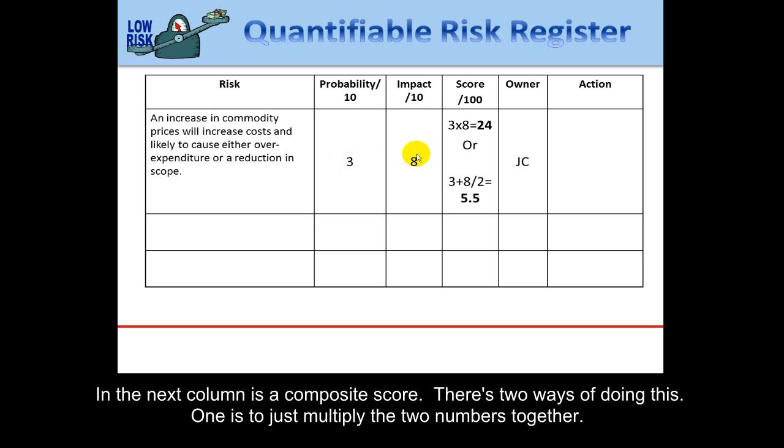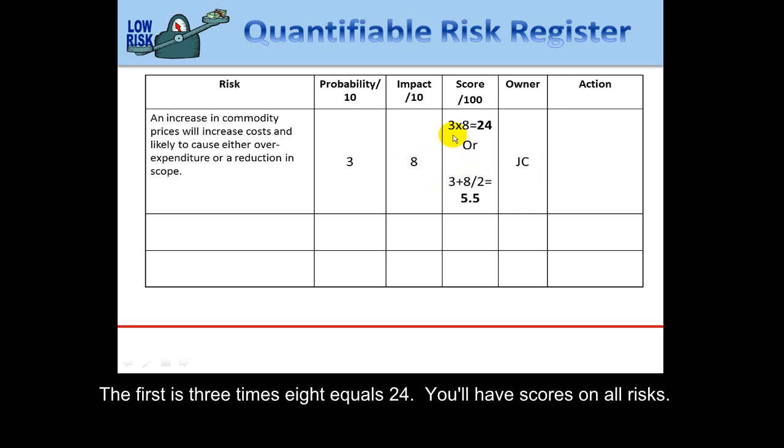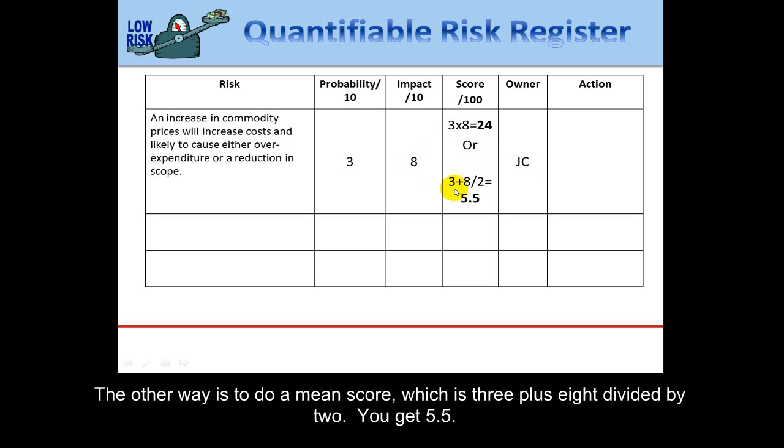Now they've also done in the next column a composite score. And there's two ways of doing this. One is to just multiply the two numbers together. So you'll see that the first one, we've done 3 times 8, and that equals 24. And then you'll have scores on all of your risk, and you can compare those. Another way is to do a mean score, which is 3 plus 8 divided by 2, and you get 5.5.